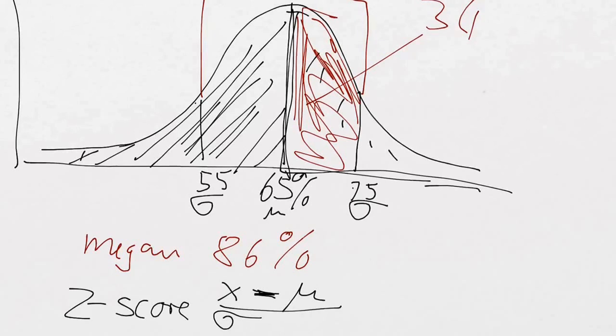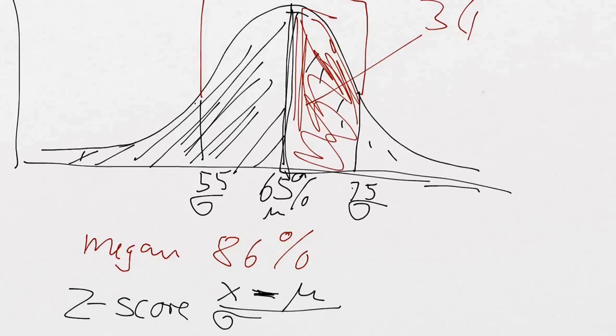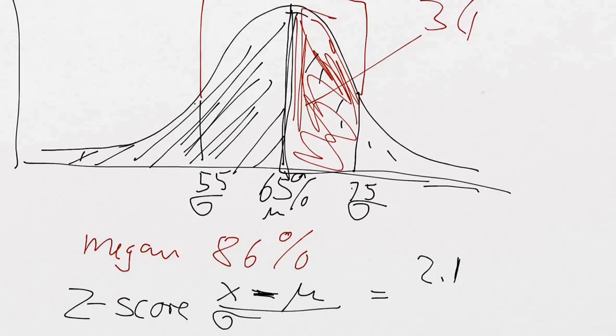So, can you quickly calculate the Z-score for Megan, please? What's the Z-score? 2.1. So Megan's Z-score would be, in this case, 2.1. This tells me that Megan is 2 and a little bit standard deviations better than the mean.